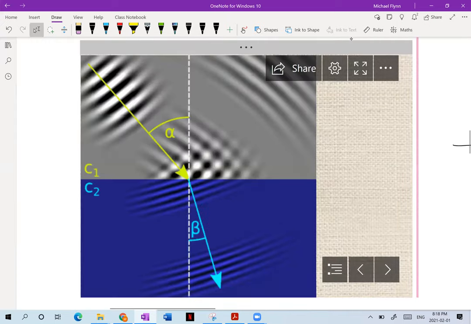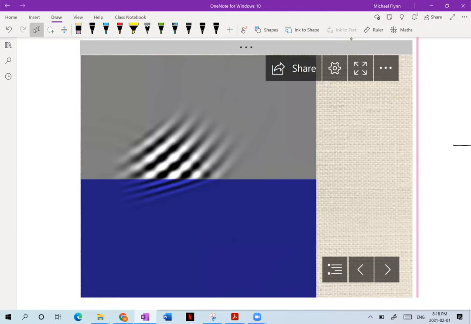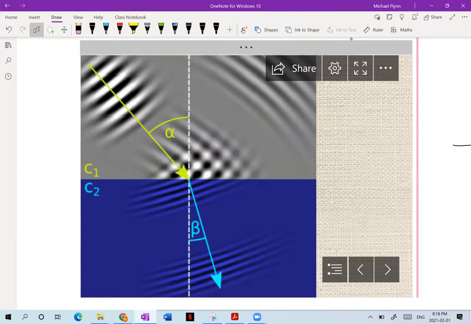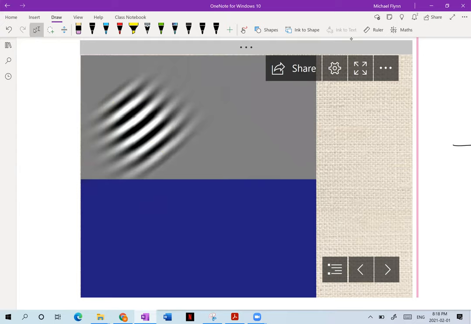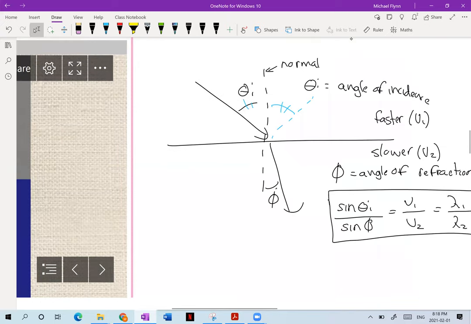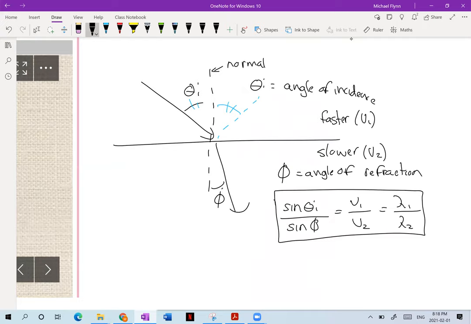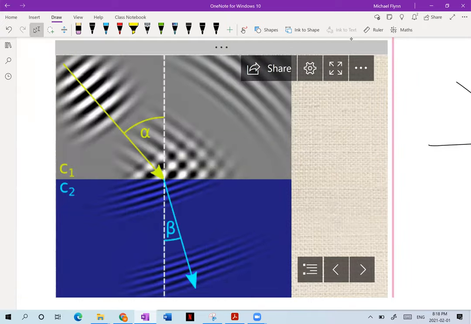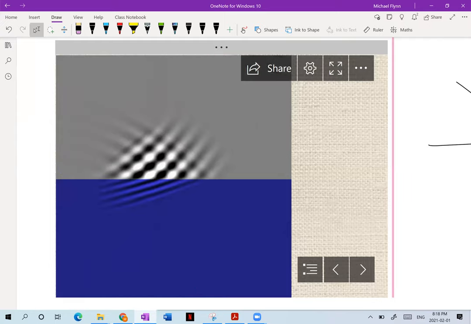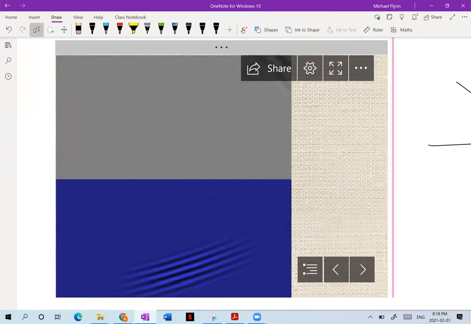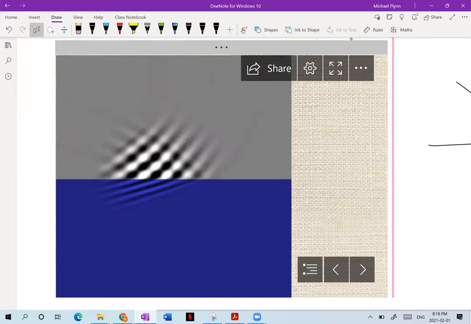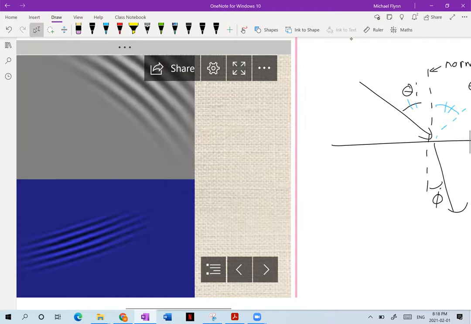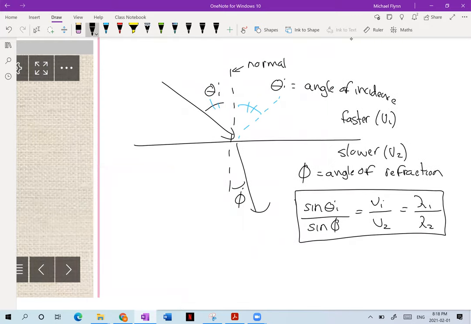So there's a mathematical connection between the angle of incidence and the angle of refraction. Okay, how much bending you get. And it depends on the differences in speed. So here the speed changes when you go from the top medium into the dark blue medium in the bottom. So when you go from gray to dark blue, what's happening is you're slowing down the waves, and the amount that you slow down will determine how much they bend. So that's the connection between the two angles. Anyway, that's it. Okay, don't worry about refraction.